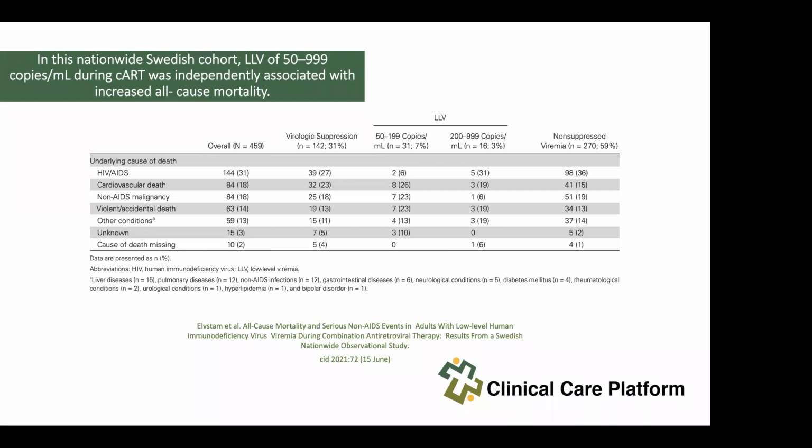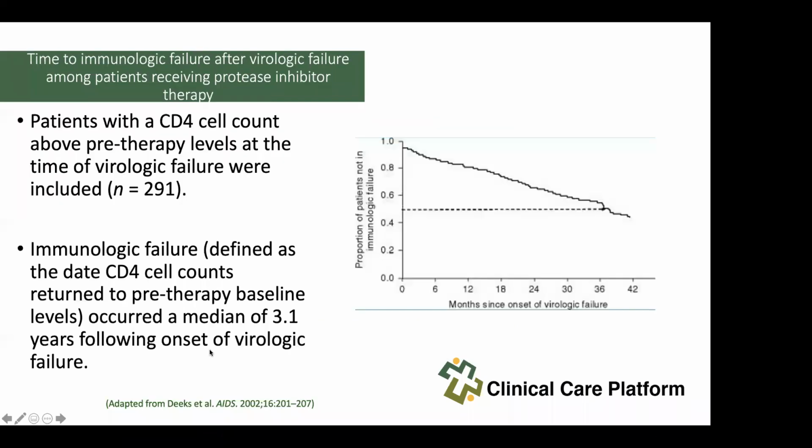We need to find ways to get that viral load controlled, because some of those patients might not do well with those particular viral loads, right? And then there was a question: if someone has a high viral load, how long does it take for these patients to then get to immunological treatment failure?